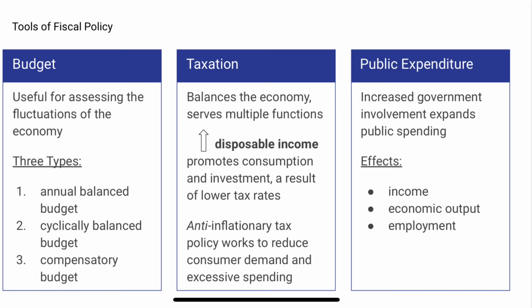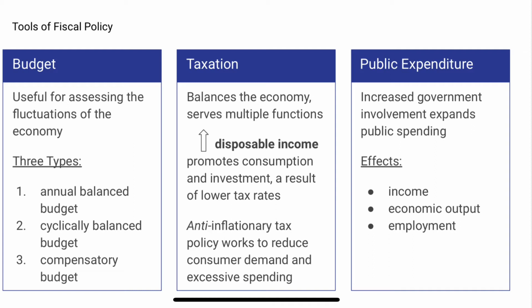So first, we have tools of fiscal policy, and this is broken down into 5 different tools, the first of which is the budget. There are 3 types of budget: the annual balanced budget, the cyclically balanced budget, and the compensatory budget.